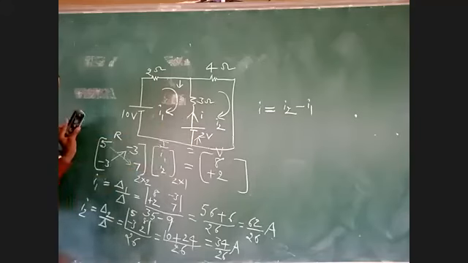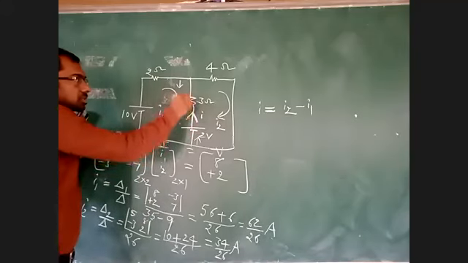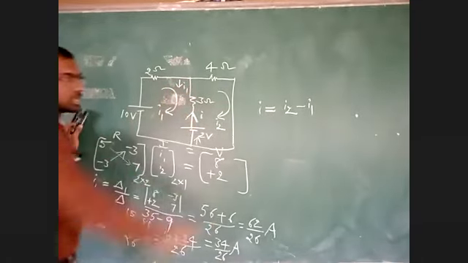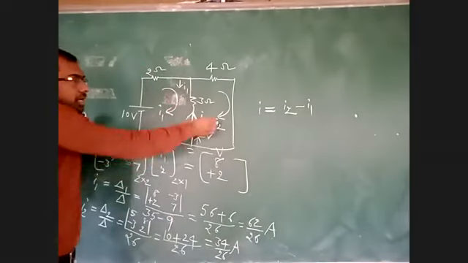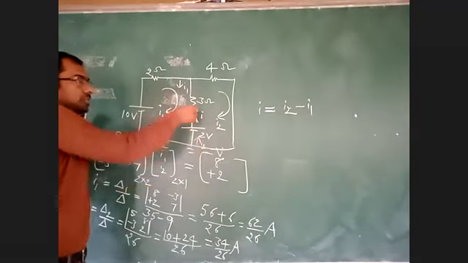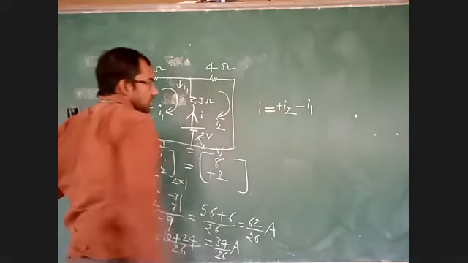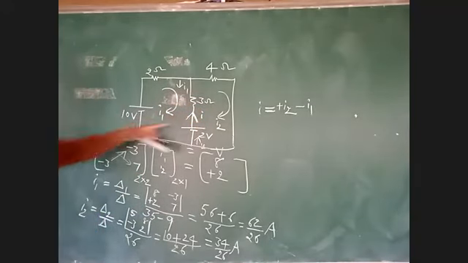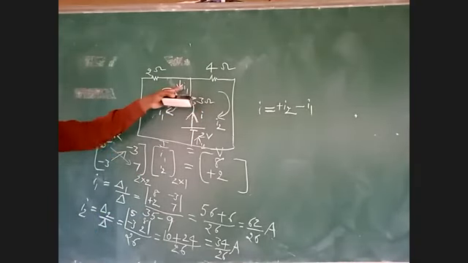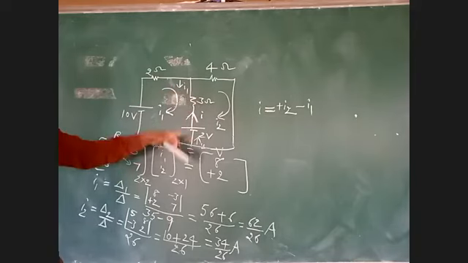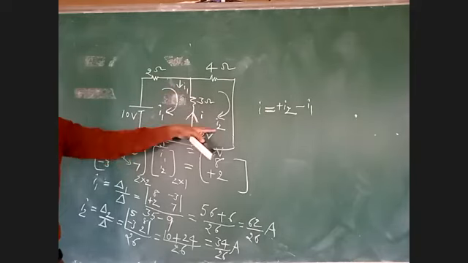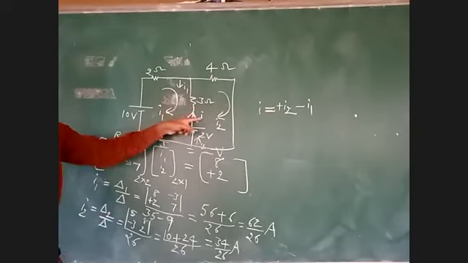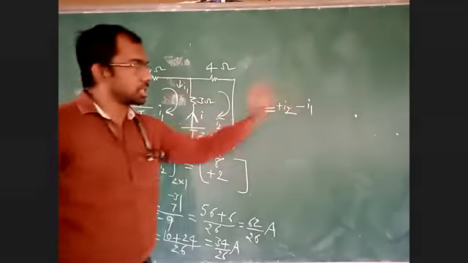Here I is equal to, see I1 is in the downward direction, so I1 and I are opposite. That's why I take minus I1. But I and I2 are both in the upward direction. That's why plus I2. Here I is the difference of these two currents, because I1 is downward and I2 is upward. I2 and I are in the same direction, but I1 and I are in the opposite direction. That's why I take I1 as minus.